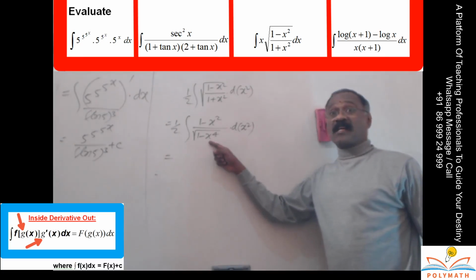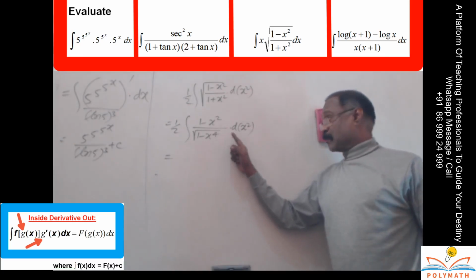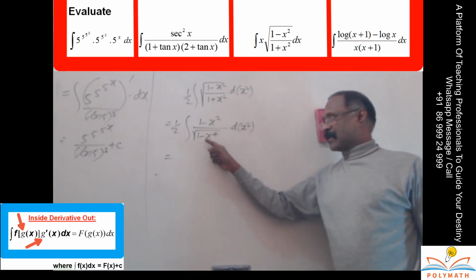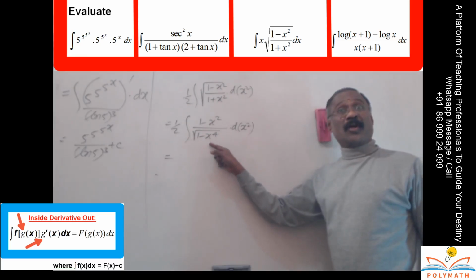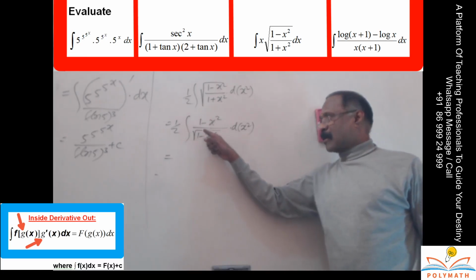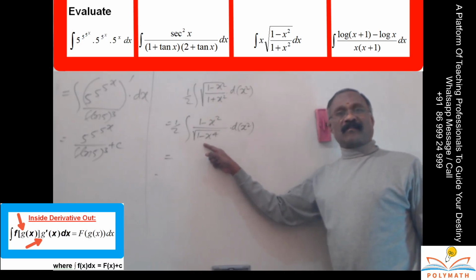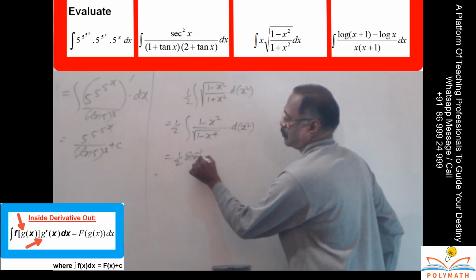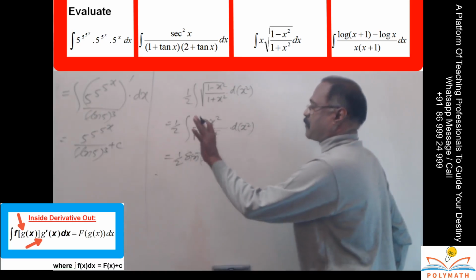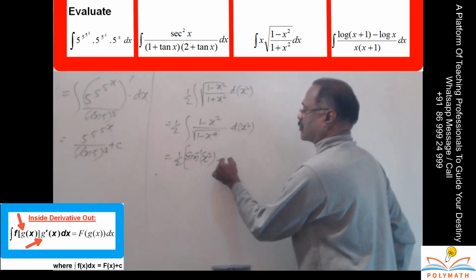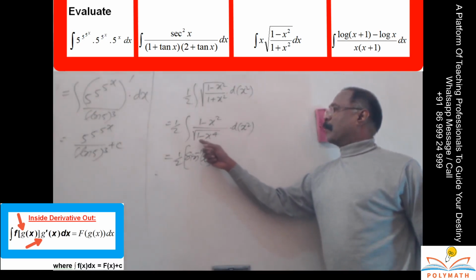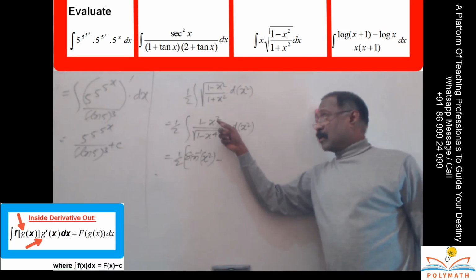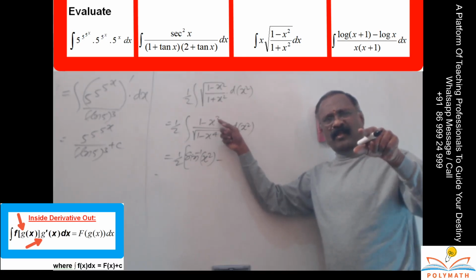Don't say this is x power 4. This is nothing but x square whole square. So 1 upon root over 1 minus x square gives sine inverse x square. The first part is done. Minus x square upon root of 1 minus x power 4. Treat that x square as x only.